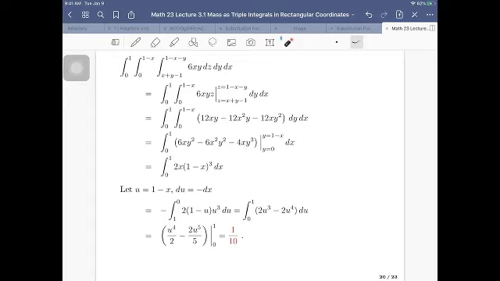There are a lot of steps that are being skipped here, okay? So after doing a lot of simplification, you get something like this, and you do some substitution. It's not very hard to do. Let u equals 1 minus x, and then du equals minus dx. You can also just expand this, but let's just do the substitution, and when you do everything, you get 1 over 10 as the final answer. Okay?